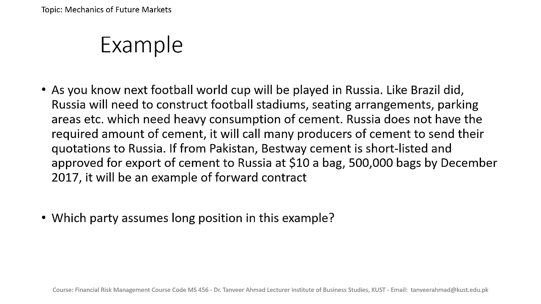Why is it an example of a forward contract? Because there is an asset being bought or sold, cement, at a predetermined price on a future date, December 2020. So it is a perfect example of a forward contract. Which party would have a long position? Remember, long position is the position of the party who is buying the asset. In this example, Russia is buying the asset, so they would have a long position, and Best Choice Cement is selling the asset, so they would have a short position.